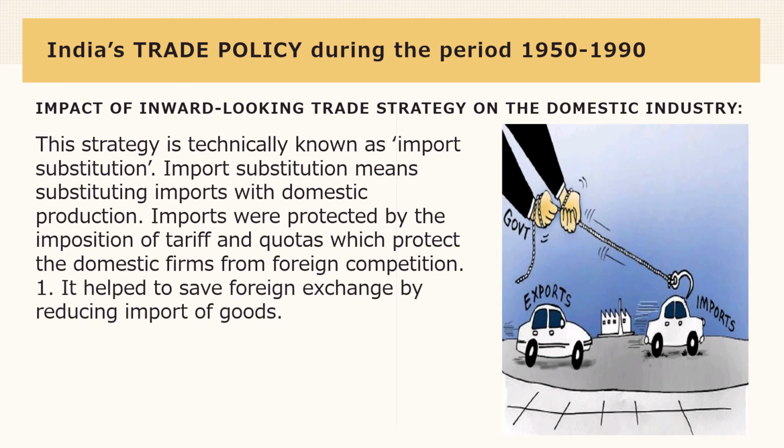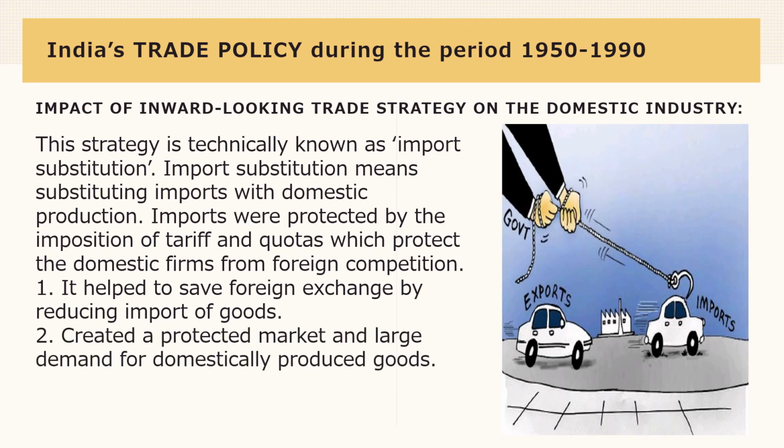This inward-looking trade strategy helped to save foreign exchange by reducing the imports of goods. Now, we know when we import goods, we have to pay in terms of foreign exchange. So if we succeeded in reducing imports of goods, that means we also saved foreign exchange. The policy created a protected market and large demand for domestically produced goods. When we say that we have reduced imports, it means that the focus would now be on goods produced within our country. And so in that sense, the domestic markets were protected.